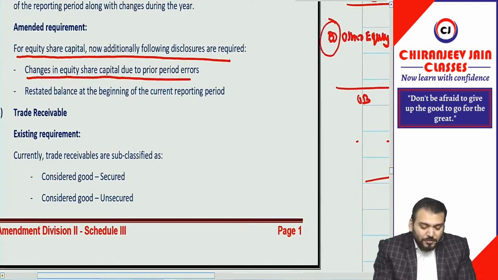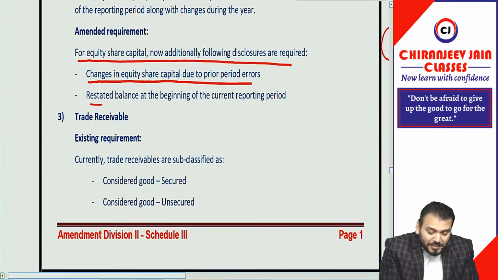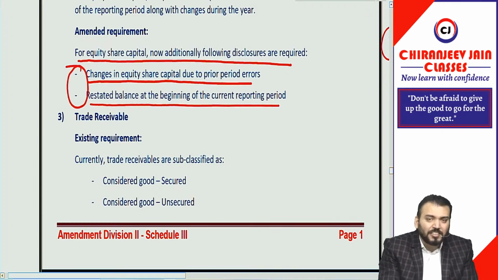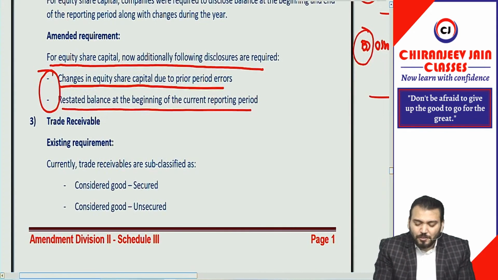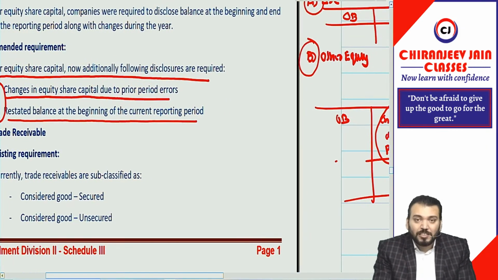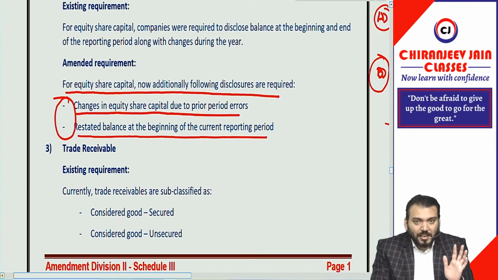So what is the first column? Changes in equity share capital due to prior period error, and the restated balance at the beginning of the current reporting period. Understood? This change was made as per the requirement of Ind AS 8. However, the same thing was given in point B. For other equity it was already mentioned, but for A it was not mentioned. Got it? Understood? This change understood?